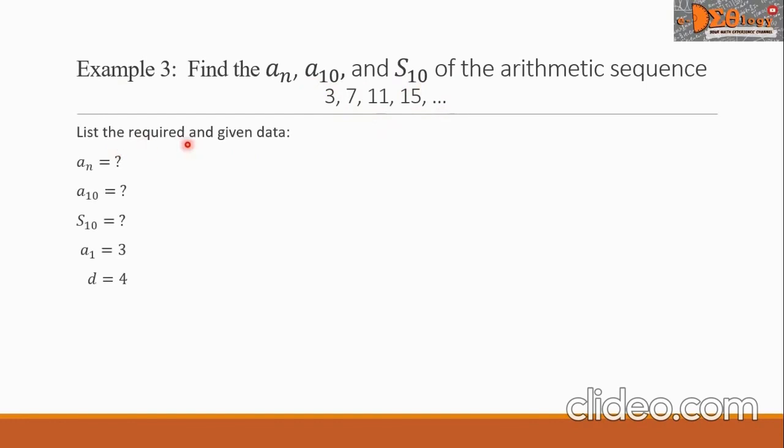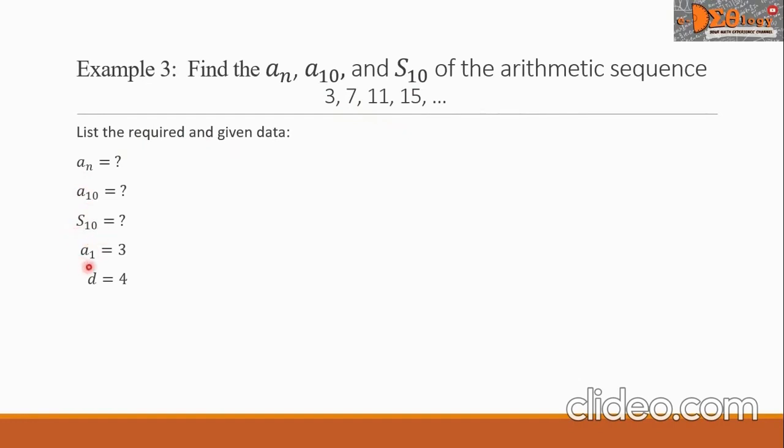Let us list the required and given data. The first is a sub n. This is the general nth term. Next is a sub 10. It means the 10th term. Next, S sub 10. This is the sum of the first 10 terms.